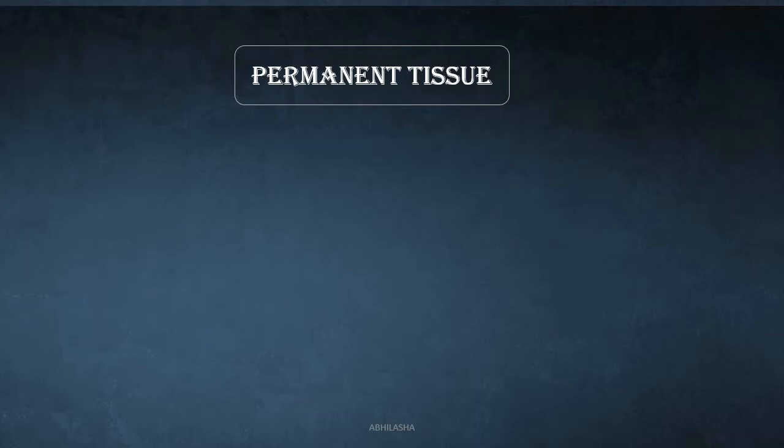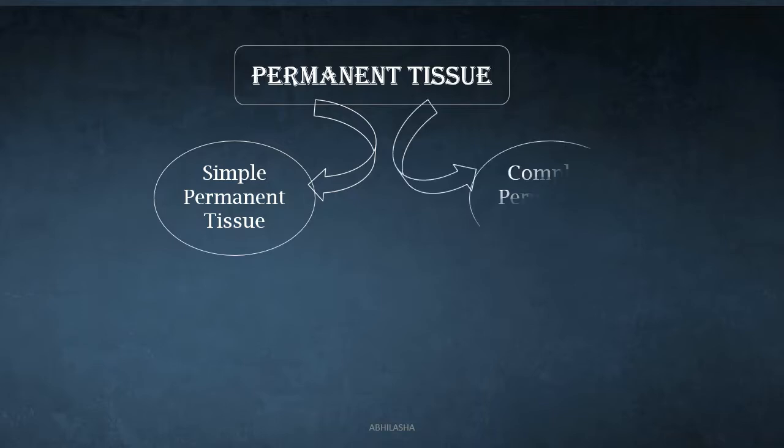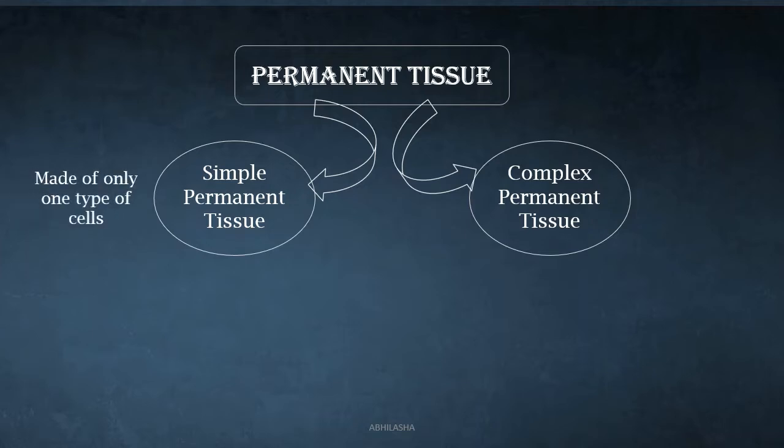Permanent tissues are divided into two groups, the simple permanent tissue and the complex permanent tissues. Now the simple permanent tissues are named so because they are made up of only one type of cells. All the cells of simple permanent tissues are similar. The complex permanent tissues are made of two or more types of cells. So the cells are of different types in a complex permanent tissue, and these cells work in coordination to perform their functions.